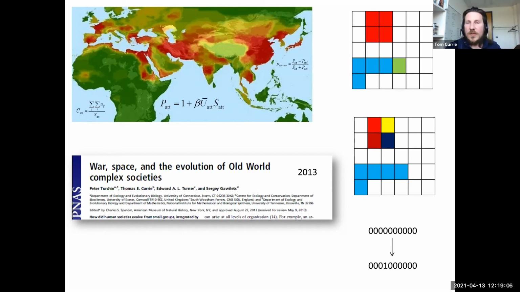And what we did was run this model on a representation of the old world, and we tried to match the outputs from this simulation to real historical data about the distribution of large-scale societies during this 3,000 year period of human history. So 1,500 BCE to 1,500 CE or AD.